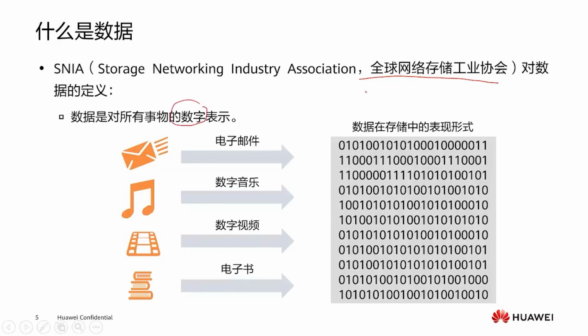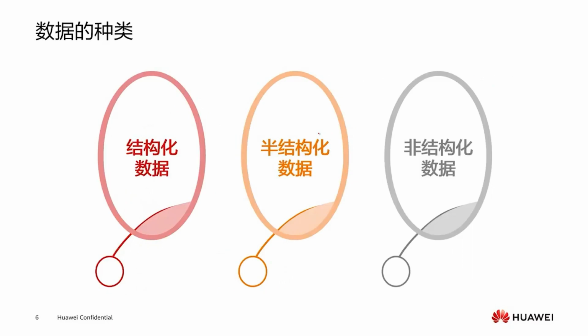The Global Network Storage Industry Association defines data as a digital representation of all things. This is because in our storage, data is represented as many zeros and ones, that is, countless binary bits. Whether it's our emails, digital music, digital videos, ebooks, or other various files we use in computers, they all appear as such binary bits in storage. This definition by SNIA means that storage can be used to describe things, but it describes things in a digital form. In computer science, data refers to symbols that can be input into a computer and processed by computer programs.